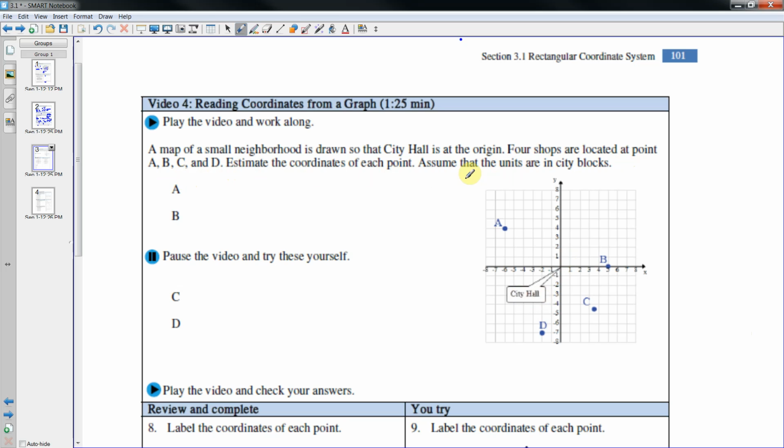So we're counting by ones. That's why they say that it's on city blocks. And you can see the labels on my graph. Be sure you pay attention to the labels because sometimes they'll go by 2s. So be very careful when you're trying to do the points.